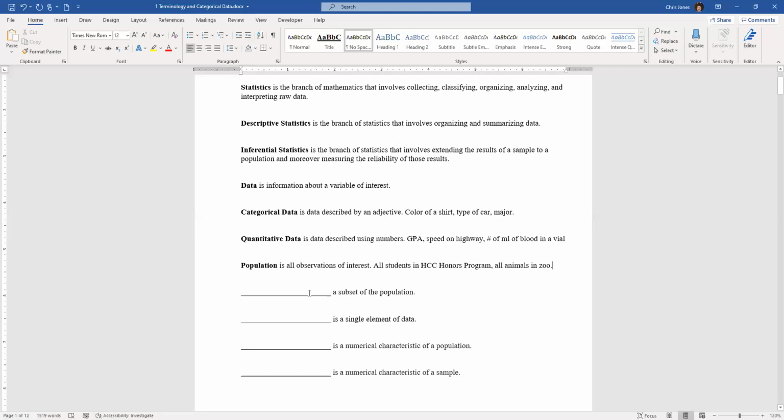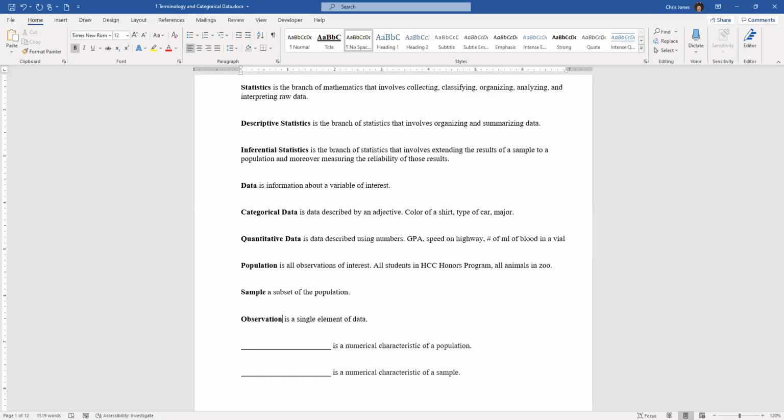Okay, it's basically every possible observation that exists. A lot of times we can't collect all those observations, so we like to use a subset of the population called a sample. So in other words, if I were to take maybe 5 of the students in the HCC honors program, or maybe all the penguins in the zoo, that would be an example of a subset of the population. And then we have just one single element of data. That's called an observation.